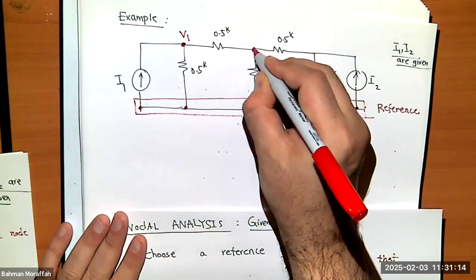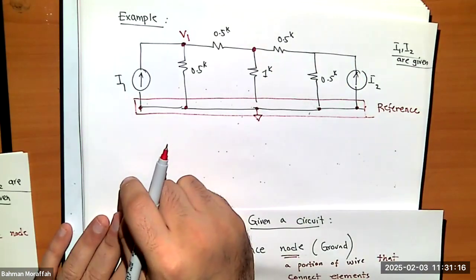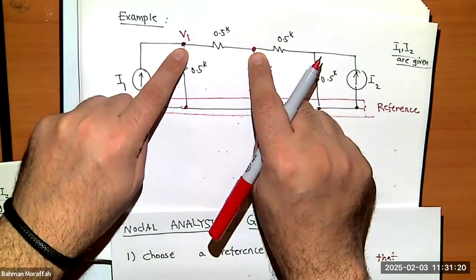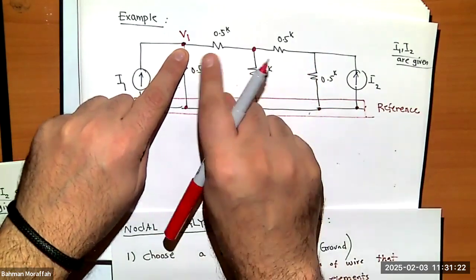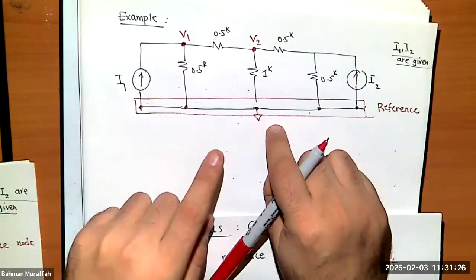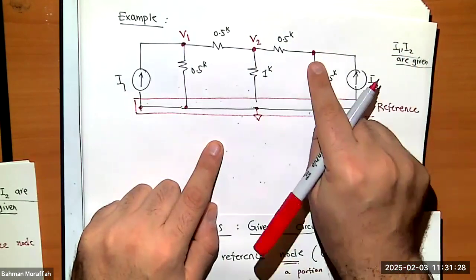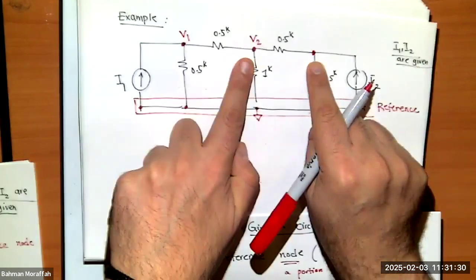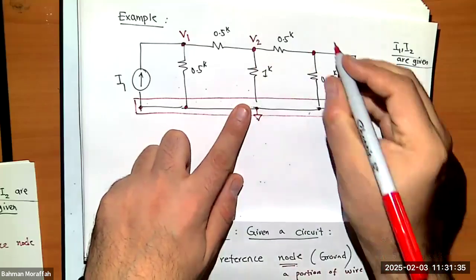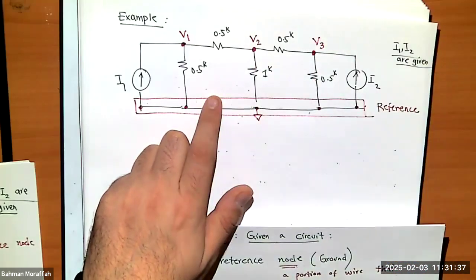How about this guy? Do you think this is a node? Of course it's a node, but is it different than this V1? Absolutely, because I have this element in between. So that's V2. How about this guy? Is this different than V1 and V2? Yes, because there's this element in between, so there is a voltage drop. So it's going to be V3.